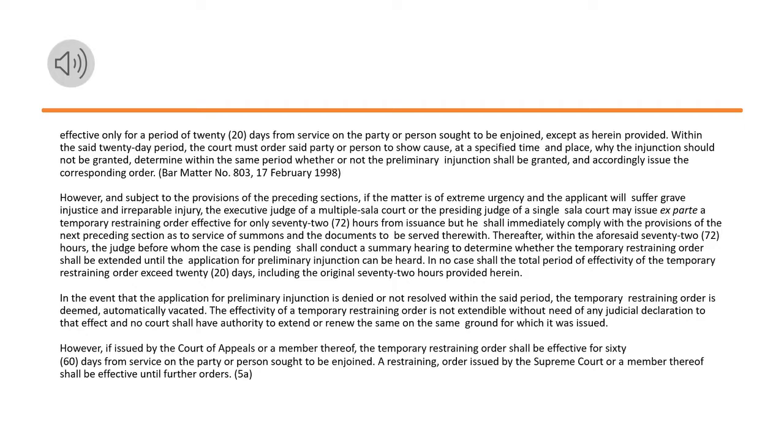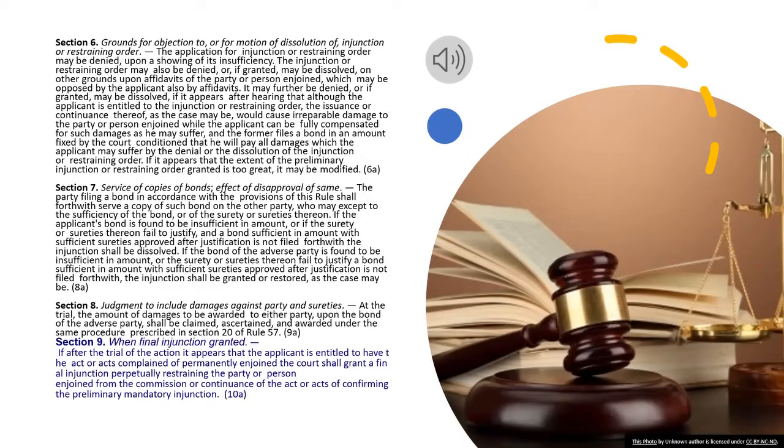5a. Section 6. Grounds for objection to, or for motion of dissolution of, injunction or restraining order. The application for injunction or restraining order may be denied, upon a showing of its insufficiency. The injunction or restraining order may also be denied, or, if granted, may be dissolved, on other grounds upon affidavits of the party or person enjoined, which may be opposed by the applicant also by affidavits.